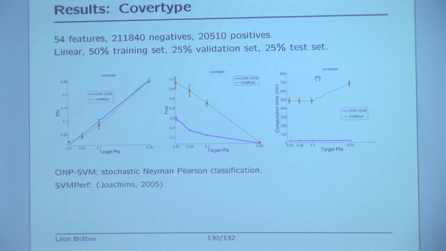There is another graph. It's actually the same data, but the thing is that I plotted the SVM perf as well. And you see SVM perf on this data works quite well in terms of whether the probability of false alarm is on target. It's actually worse. Probability of non-detection is higher. And it's orders of magnitude slower.